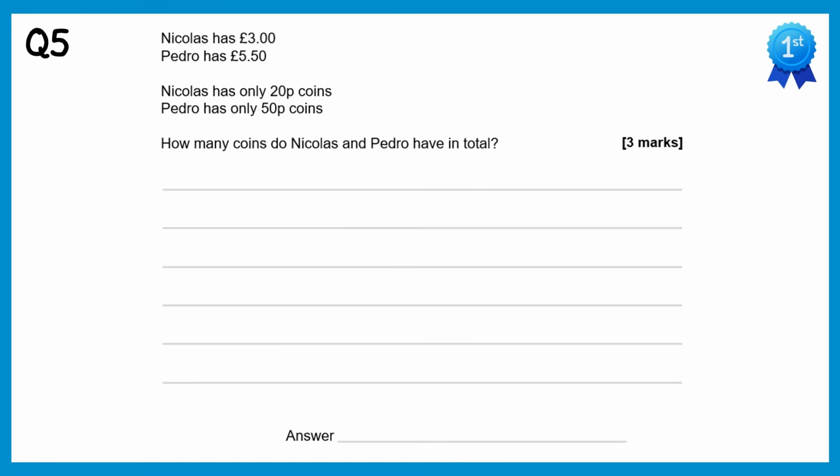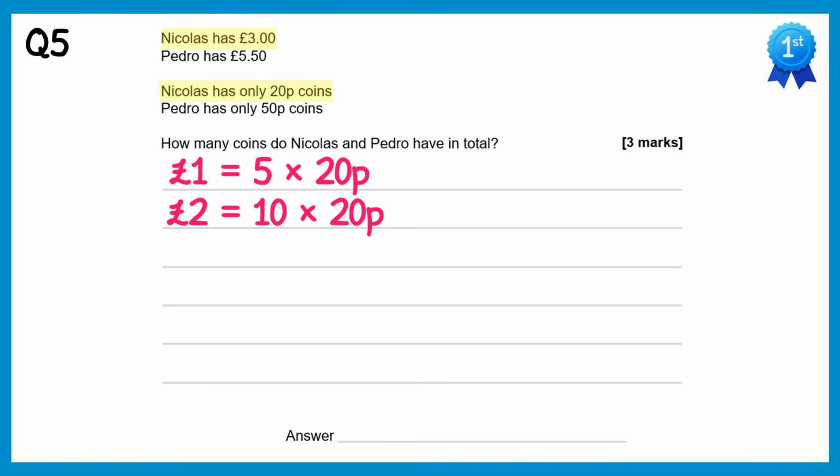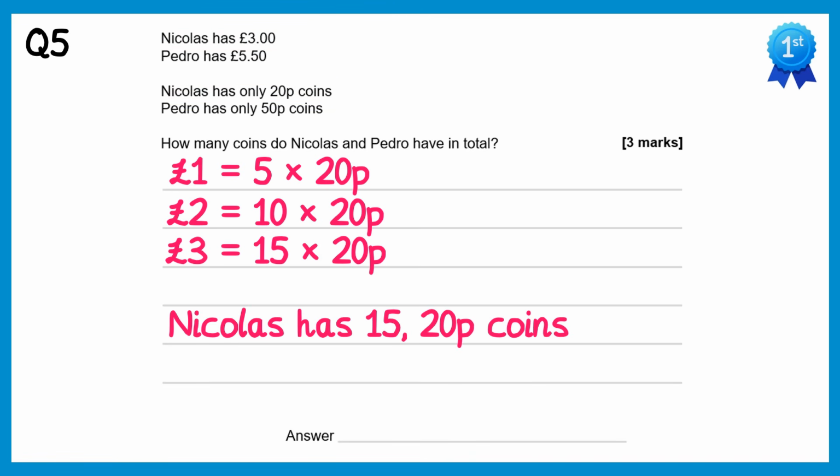In this question we have Nicholas who has £3, but he only has 20p coins, so we need to work out how many 20p coins you'd need to get £3. Well, 5 20p coins would be £1, and then every extra pound will be another 5 20p coins, so £2 will be 10 20p coins, and £3 will be 15 20p coins. So Nicholas must have 15 20p coins.